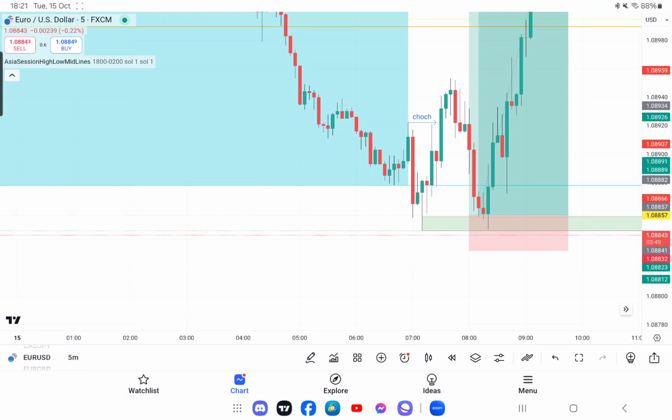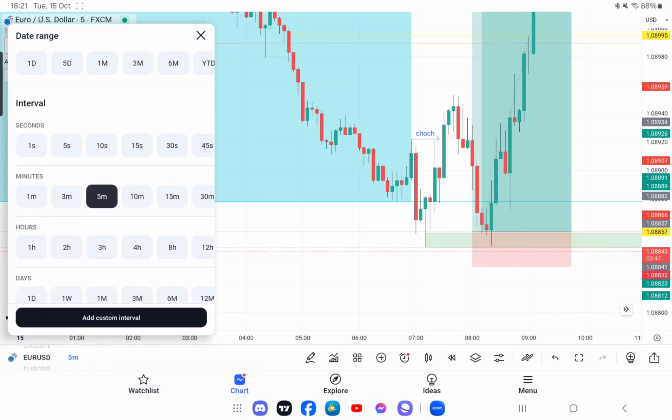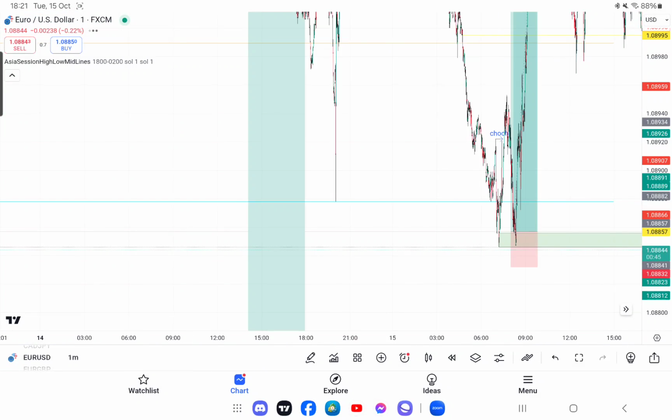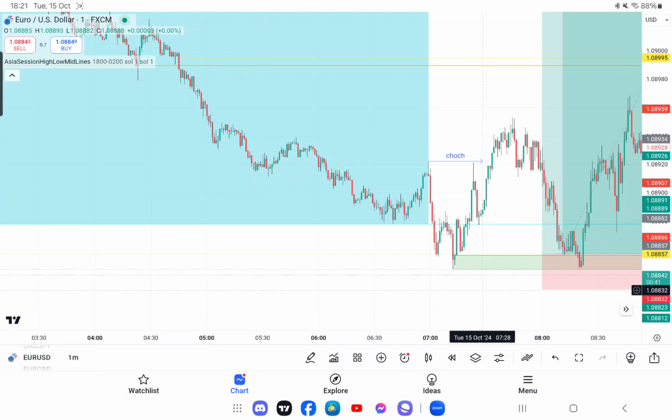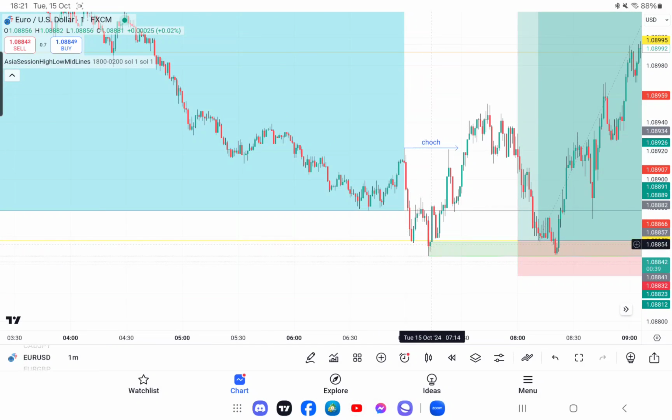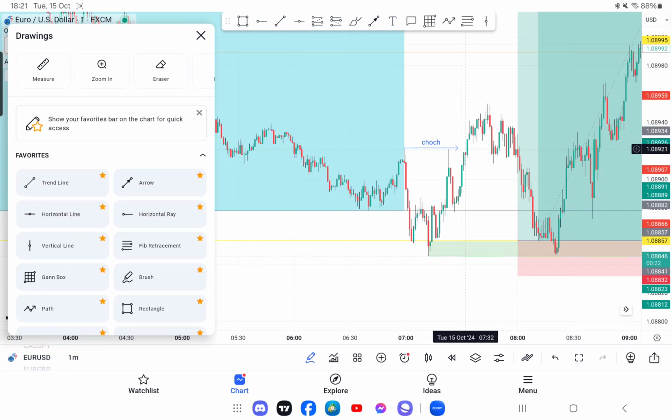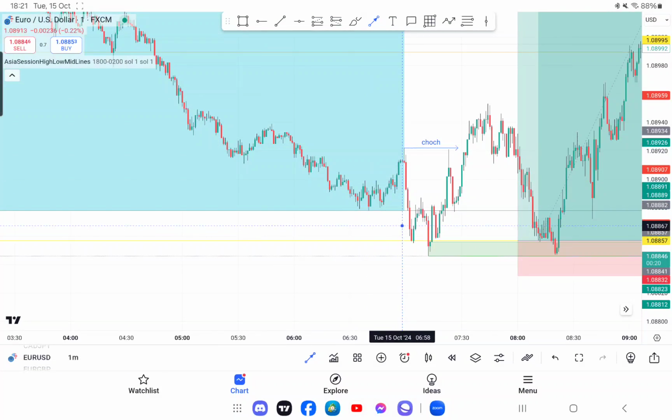So it comes down, it comes out of the Asia session, and then it fills the imbalance, and then from filling the imbalance here, it sets a wick high here, tests it here, doesn't break it, just shy of an equal high. But eventually it does break it up here. So as soon as this candle here, I'll just point it out.